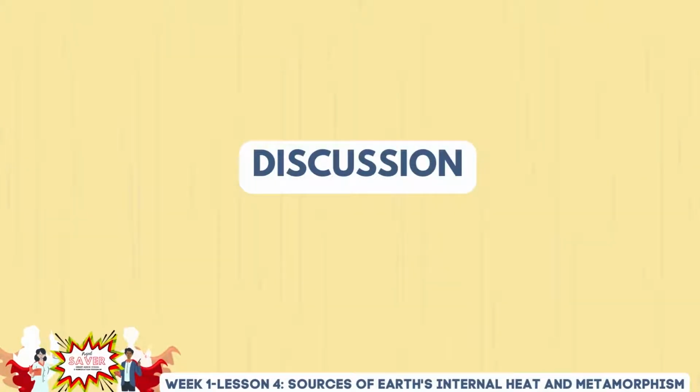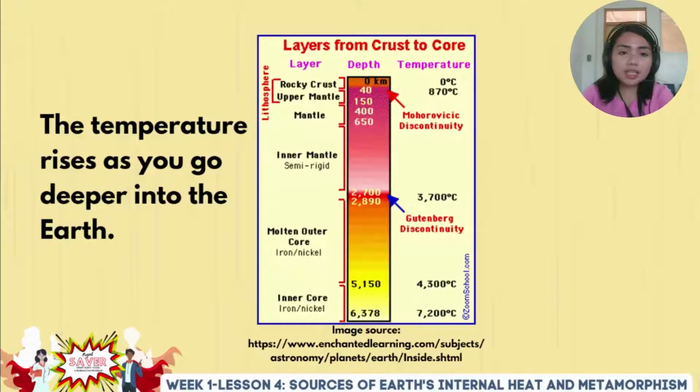Just like what I mentioned earlier, an erupting volcano gives us a clue about how hot the Earth is inside. Let's explore the two reasons for the Earth's internal heat. The figure here shows temperature of each layer of the Earth.